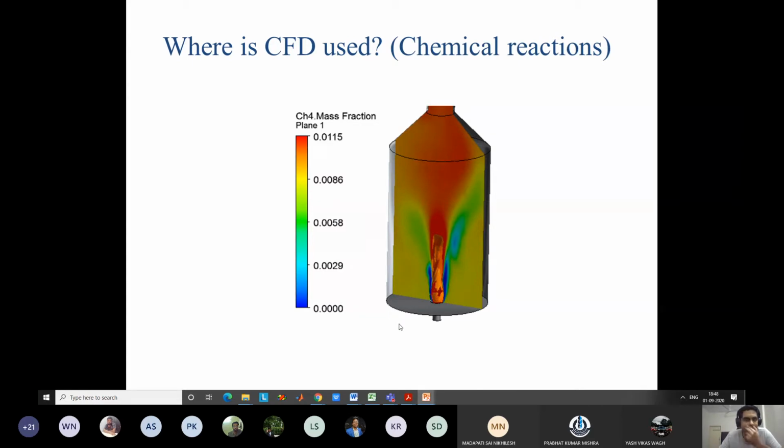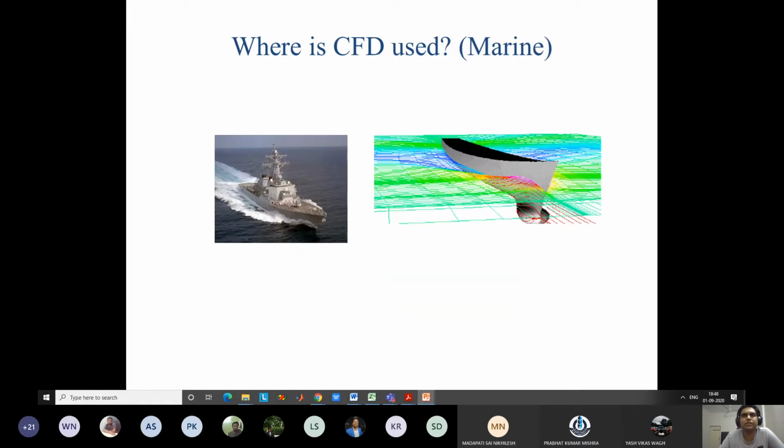those areas. Okay, how the flame is generated, how it propagates, where should we put the fuel injection, how much should be the fuel injection. So nowadays fuel injectors have become very complicated. Okay, so this is also another important area.